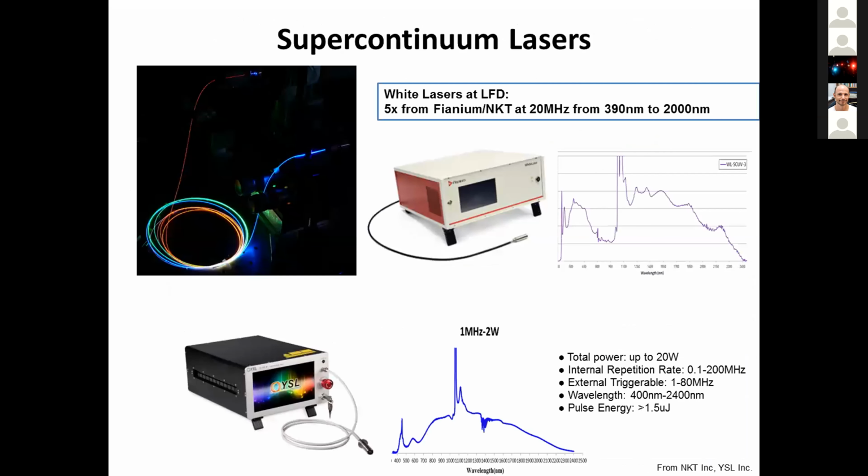For this FLIM application, we can use supercontinuum lasers, which are, for example, the white laser that they have at the LFD, the Fianium, and also this other one from YSL. They are very stable. They cover a long range from UV to a couple of microns. They are really powerful, and they are intrinsically pulsed at different frequencies. For example, this one is at 20 megahertz frequency.